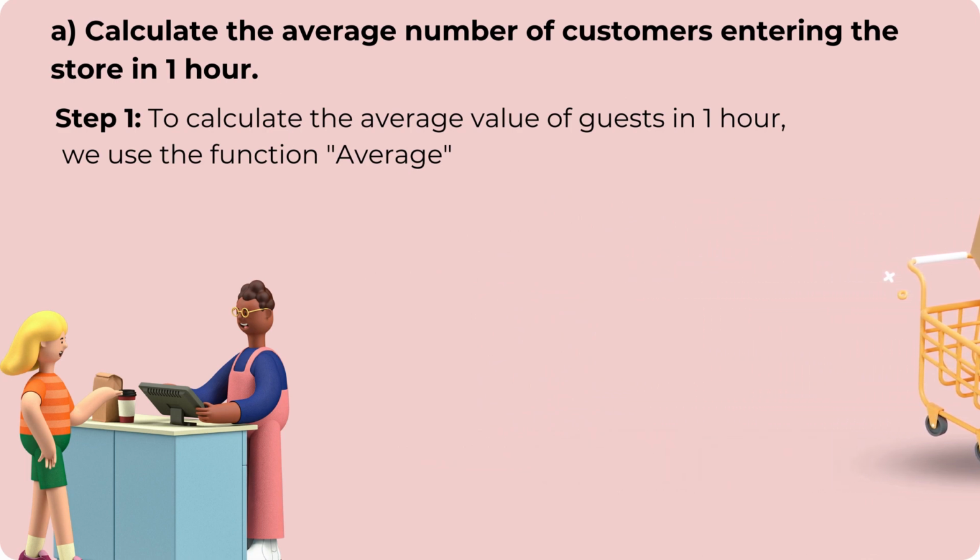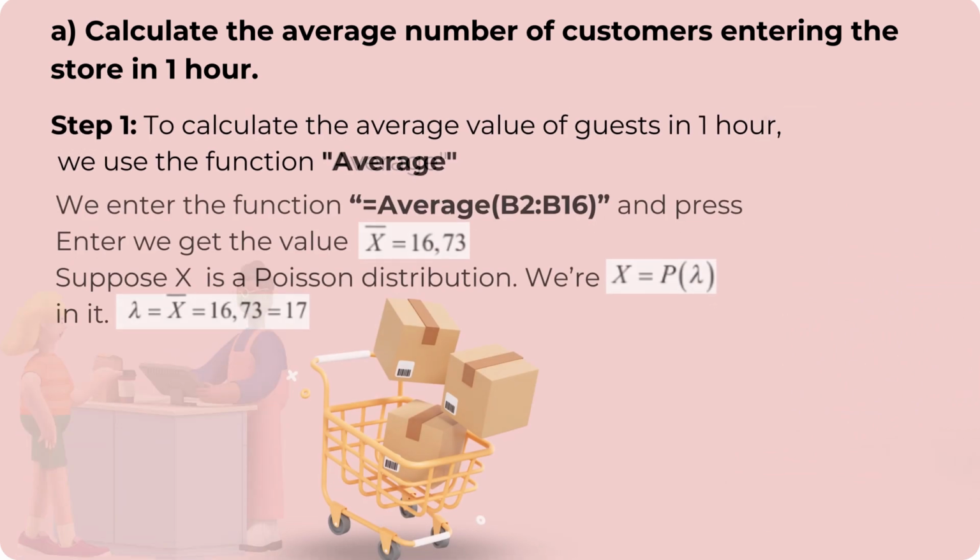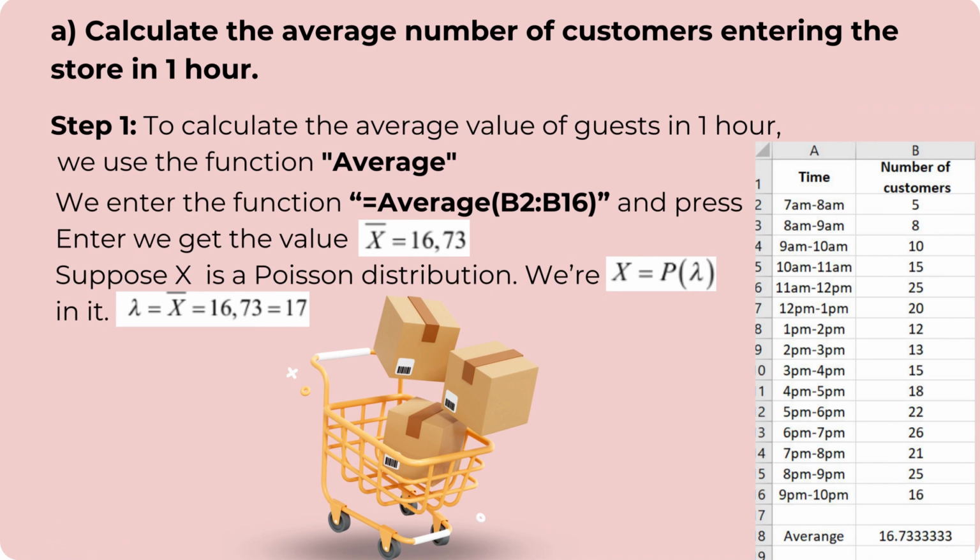Step 1. To calculate the average value of guests in 1 hour, we use the function AVERAGE. Select one cell to calculate the average value. In the table here, we select cell B18. We enter the function =AVERAGE(B2:B16) and press enter. We get the value x̄ = 16.73. Suppose X is a Poisson distribution, where X ~ P(λ), with λ = x̄ = 16.73 ≈ 17.